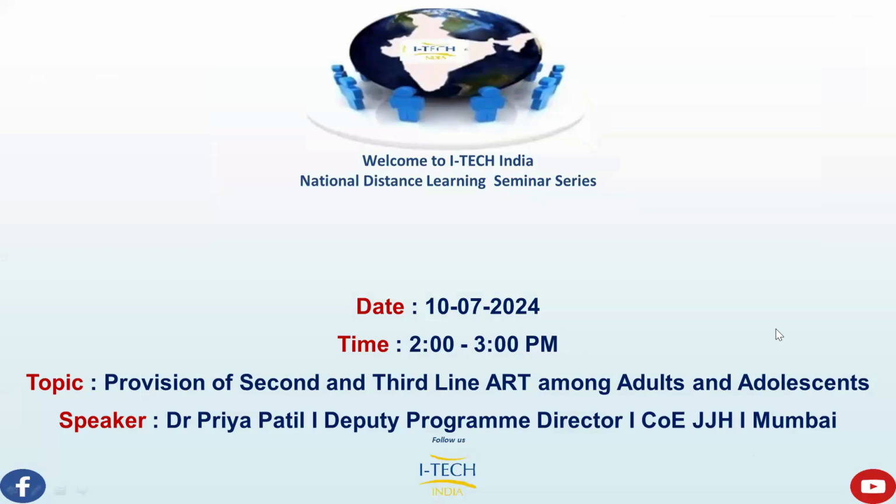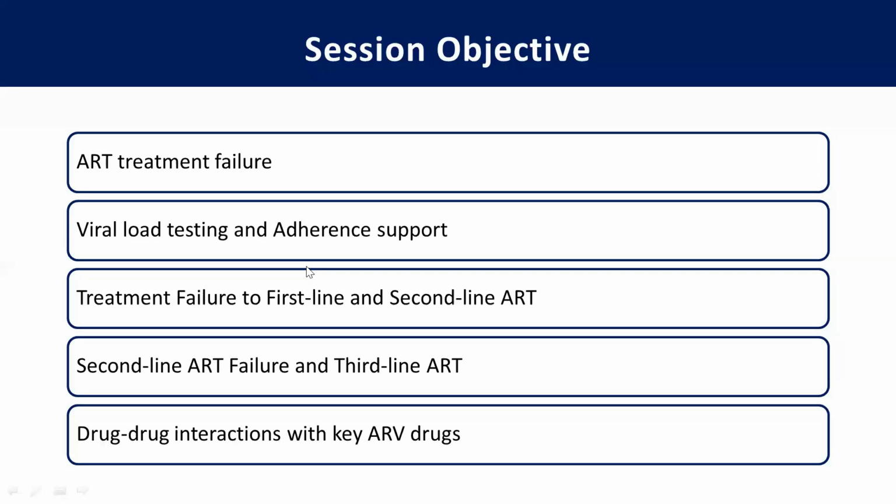So today's topic is provision of second and third line ART among adults and adolescents. The session objectives we are going to discuss today are regarding ART treatment failure, then regarding the viral load testing protocols and adherence support, the treatment failure to first line and second line ART. We are also going to discuss the new viral load testing protocol as per the recent OM in May, then second line ART failure and third line ART, and regarding the drug-drug interactions with key ARV drugs.